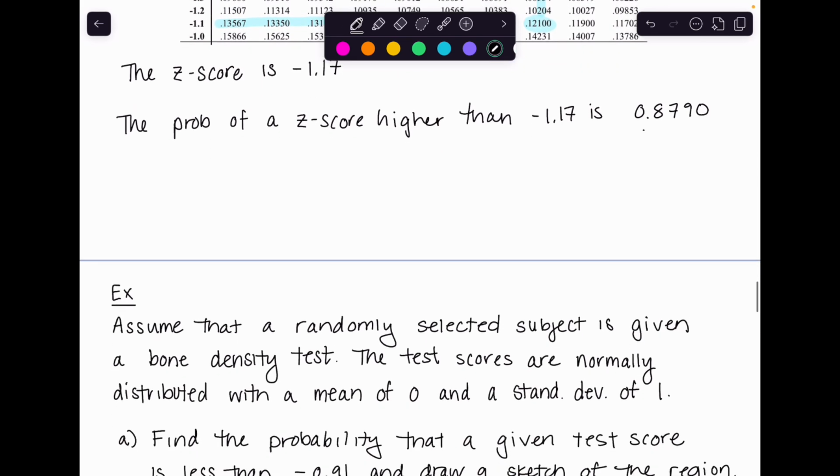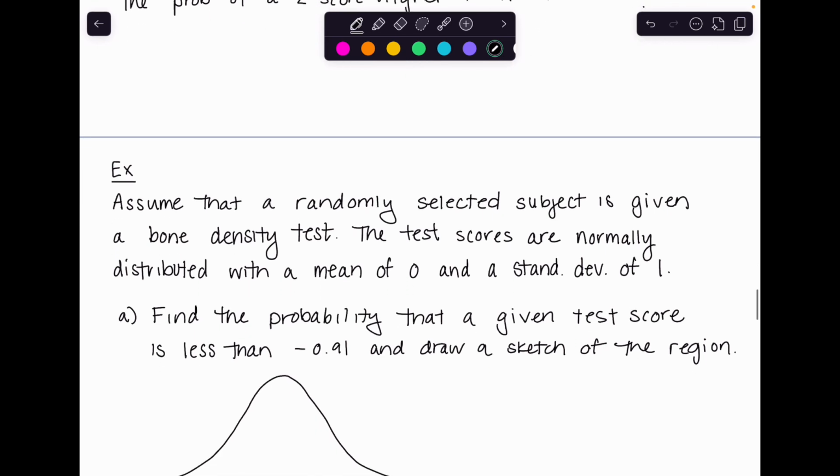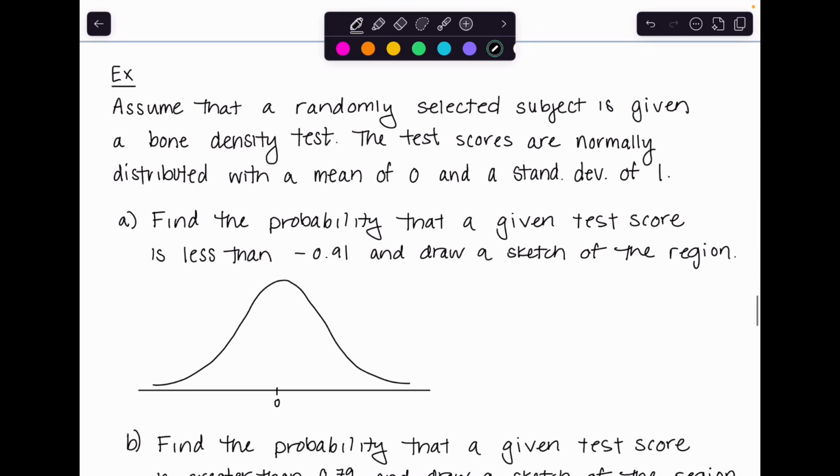So assume that a randomly selected subject is given a bone density test. The scores are normally distributed with a mean of 0 and a standard deviation of 1. Because of that, immediately I know this is standard normal distribution. Mean of 0, standard deviation of 1. The first thing we want to answer is we want to find the probability that a given test score is less than negative 0.91, and we're also going to draw a sketch of that region.